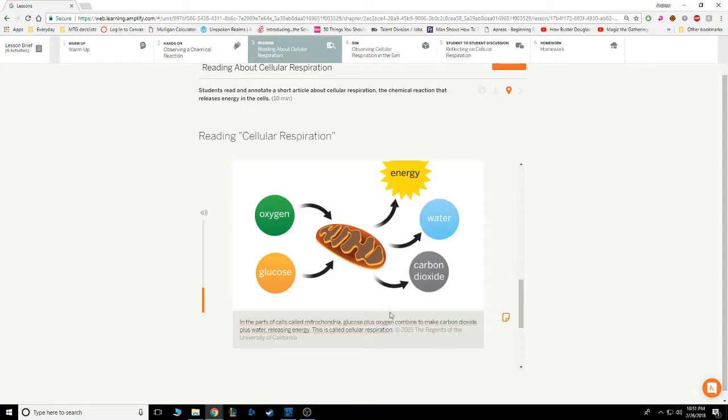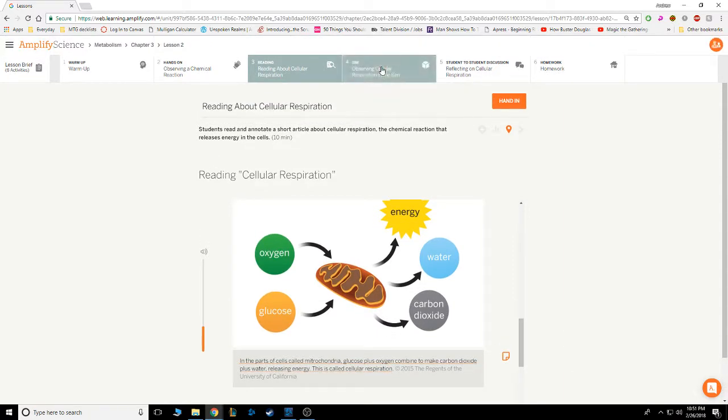When you're done with that, make sure you click on the hand in button and get ready to move on to step 4, the sim.